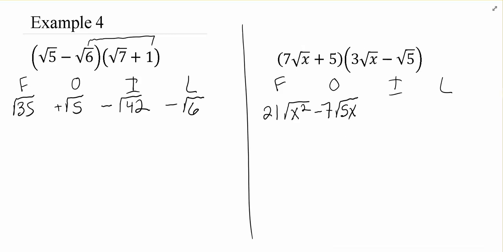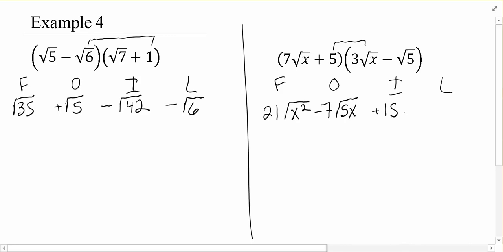Now we'll move on to the I part of FOIL. Outside the radical, I have a 5 times a 3. That's 15. Inside the radical, I have an x.